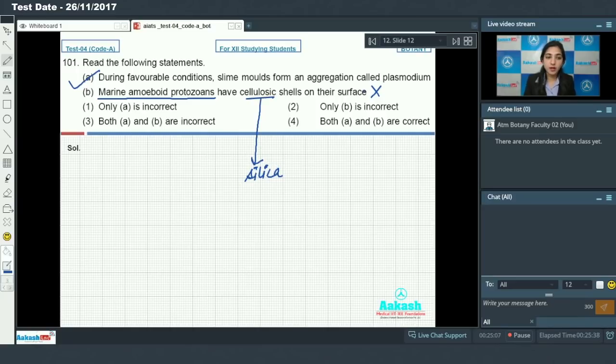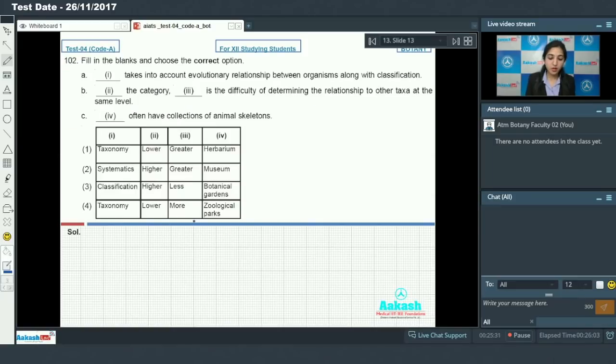So this is incorrect. Only A is incorrect? No. Only B is incorrect? Yes. So answer to this question is option number 2. Moving on to the next question, that is question number 102. Question number 102 says, fill in the blanks and choose the correct option.